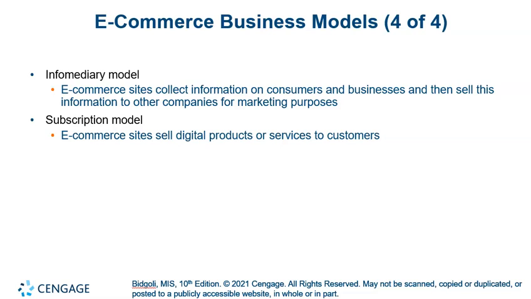The infomediary model can be a large topic in itself, and this could honestly be a 2 or 3 day lecture and discussion. Basically, the infomediary model is where websites collect information on consumers and businesses. They transform that information into very good and tailored data, and they sell it for marketing purposes. So, demographic data. What type of people are visiting this site?